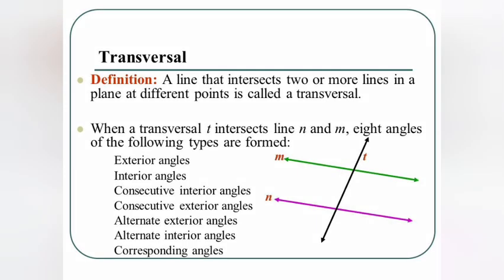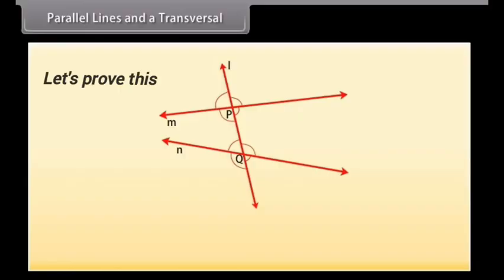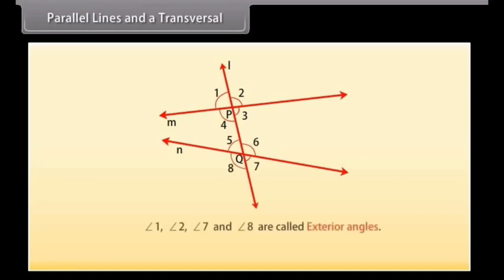Parallel lines and transversal. A transversal is a line that intersects two or more lines in a plane at different points. You can see below the explanation. So let's prove this transversal theorem. Now angle 1, angle 2, angle 3, angle 4, angle 5, angle 6, angle 7 and angle 8. Angle 1, angle 2, angle 7 and angle 8 are exterior angles, and angle 3, angle 4, angle 5 and angle 6 are called interior angles.